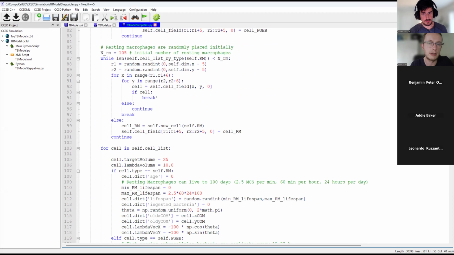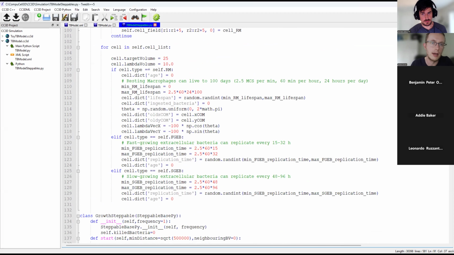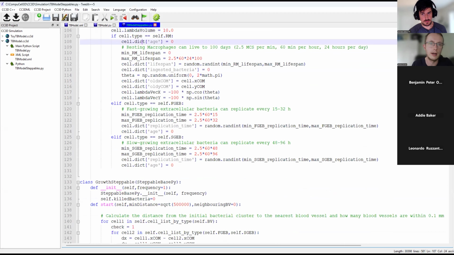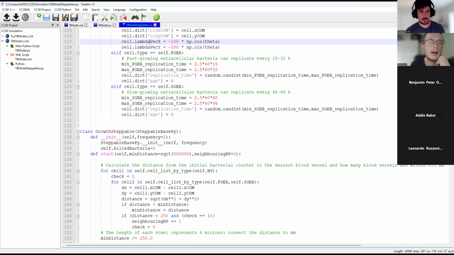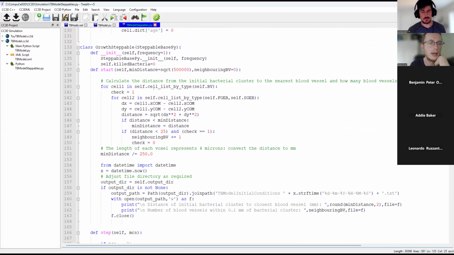And then similarly with the resting macrophages, search the space and fill them in until you've got 105 resting macrophages to start with. We assign all the properties that we want to our cells, the target volume and lambdas. Our macrophages have ages so that they'll live the right length of time within these minimum and maximum lifespans, which is just randomly chosen. We also keep track of the angle of direction, and these lambda vec are going to be the things changed by external potential later on. The bacteria replication times are set within the lower and upper limits of the phenotypes, and then most of it is captured in this growth steppable later on.